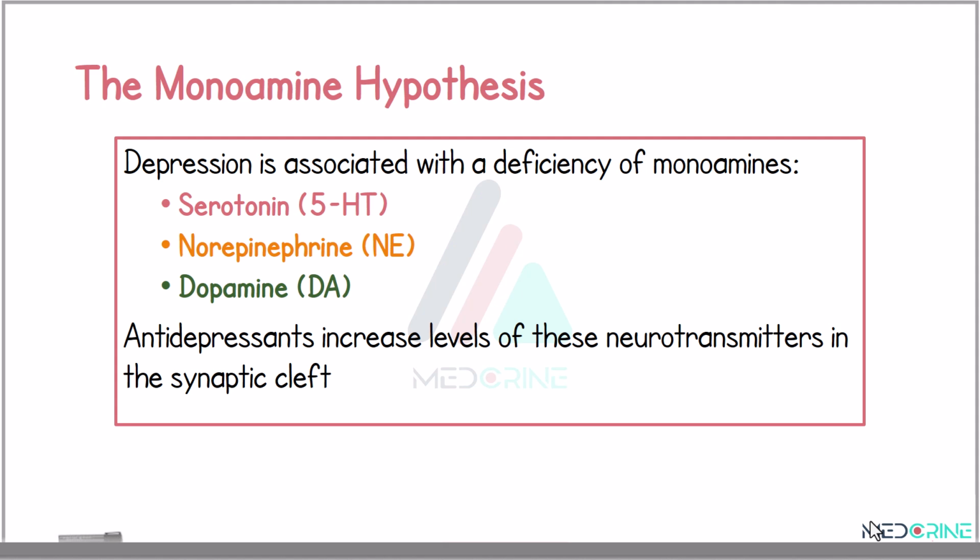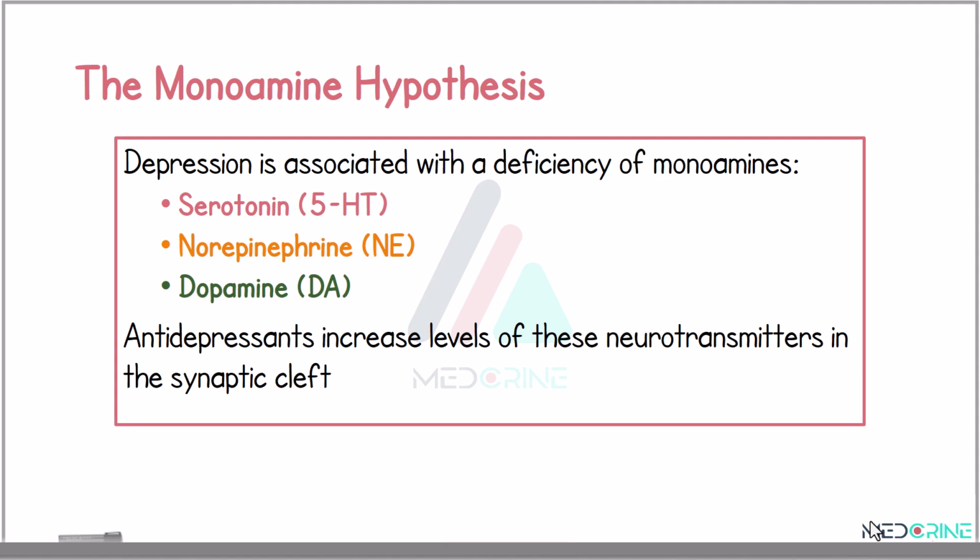Even though the exact cause of major depressive disorder is still unknown, there is some evidence that suggests that depression is related to low levels of neurotransmitters called monoamines. These monoamines include serotonin, norepinephrine, and dopamine. This brings us to what is known as a monoamine hypothesis.